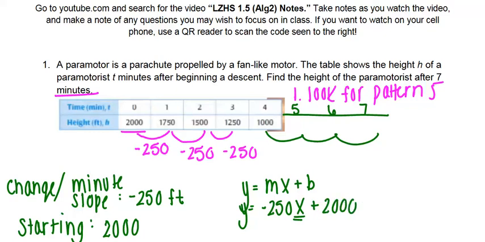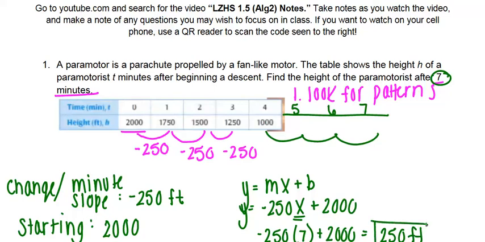Okay, so we want to know after 7 minutes. We always have to go back and make sure that we are answering the question that we're given. So if I plug this in, negative 250 feet times that 7 minutes plus 2,000, I should get an answer of 250. So once 7 minutes has gone by, the paramotorist is going to be at a height of 250 feet. So whether we looked for patterns and finished writing that table, or we use this equation method, we should come up with the same answer.